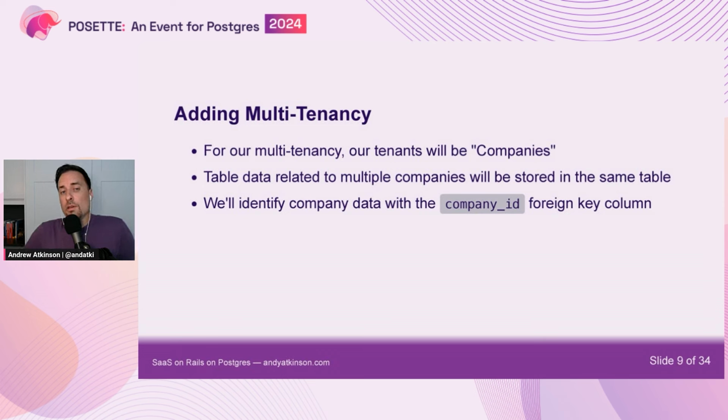So we have a Rails SaaS application, and we want to add multi-tenancy to it. So for our tenants, we're going to actually call them companies. Tenants is a general term that could mean companies, accounts, customers, and we're going to use the term companies. So we'll have a companies table where when we add new companies to our platform, they'll have corresponding records. And then for table data that is related to that company, they'll have a company ID foreign key column on those other tables.